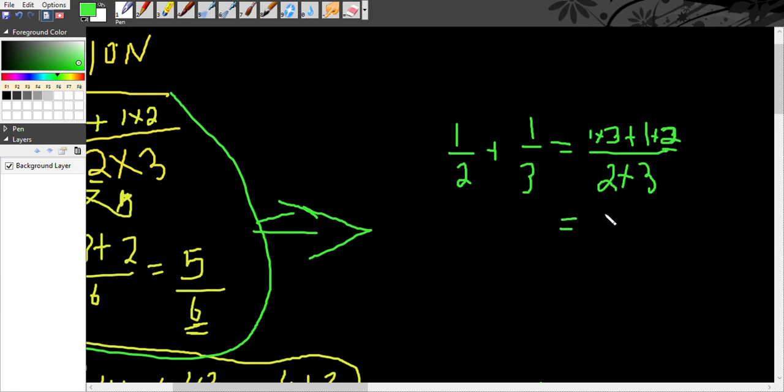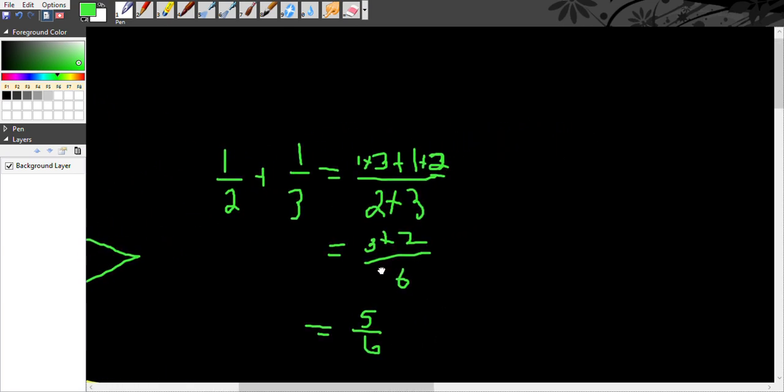So which in turn gave us (3 plus 2) over (2 multiplied by 3), which is 6. So 2, that was 5 over 6.